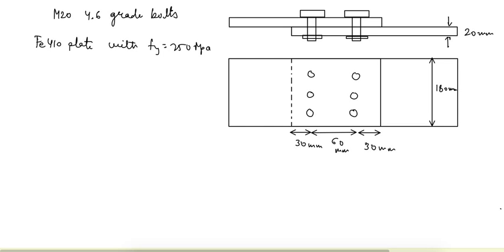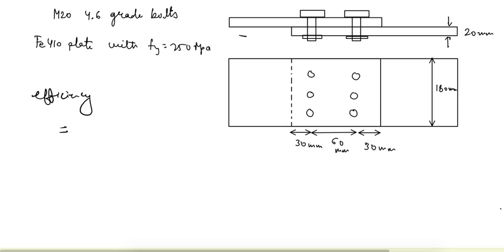Let's see some questions based upon the bolted connection design. With these questions we'll try to understand the theory part more clearly. So this is the first question. A lap joint is given and we have to find out the efficiency of this joint.